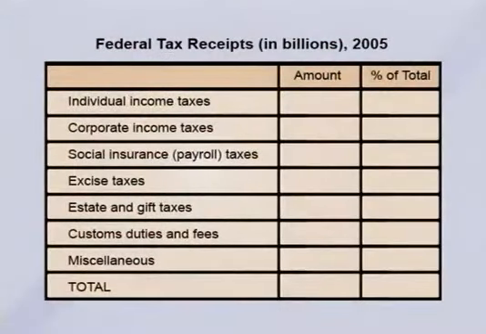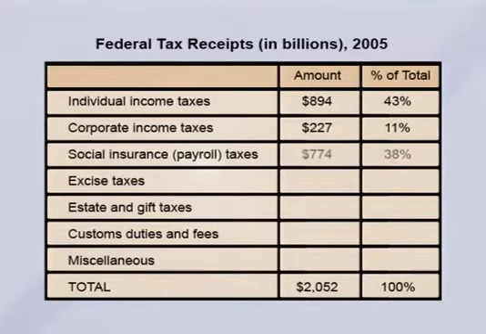Again, let me give you some actual concrete numbers here. These, again, are for fiscal year 2005. In that year, the federal government collected in taxes in total about $2.05 trillion. Now, of that, about 43% was individual income taxes, 11% was corporate taxes, 38% was what they call social insurance taxes, and those are the payroll taxes that you pay for Social Security and Medicare. About 4% was the excise taxes, that's the taxes on gasoline and alcohol and cigarettes at the federal level.